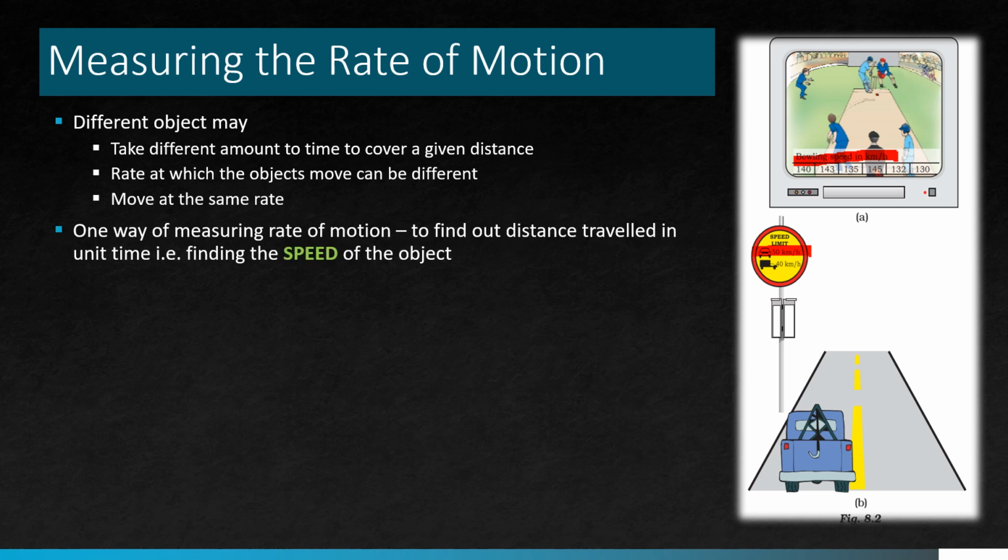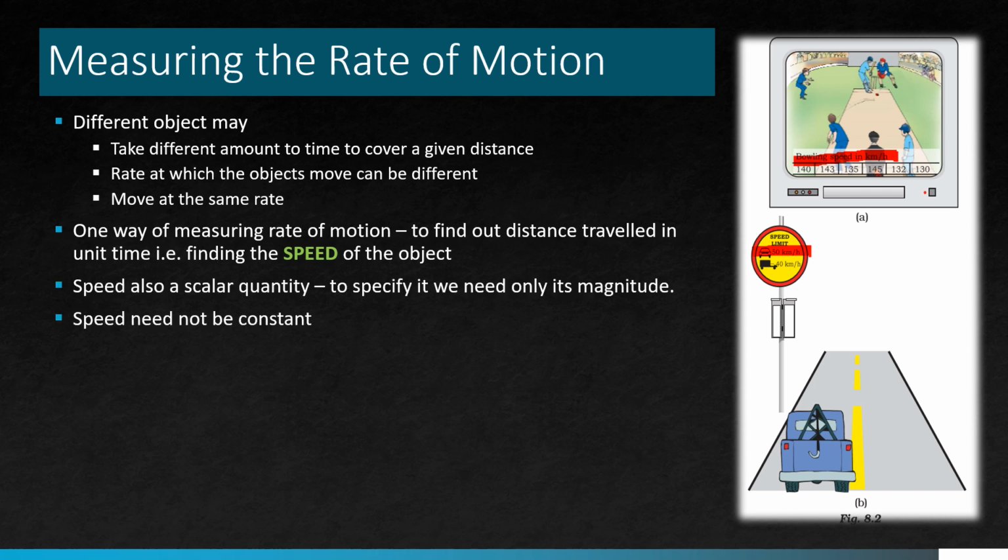Okay. So one of the ways of measuring the rate of motion is to find out the distance traveled by the object in a particular unit of time. Now this distance traveled by an object in unit of time is termed the speed of the object. Now speed is also a scalar quantity. We need only to specify its magnitude. There is no direction involved in defining speed. And also, speed need not be constant. It can be varying in nature. And obviously it is varying in nature.